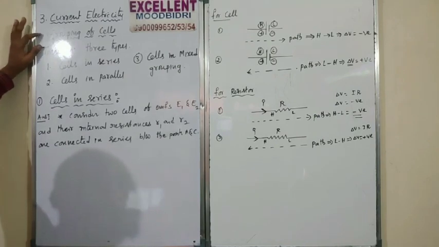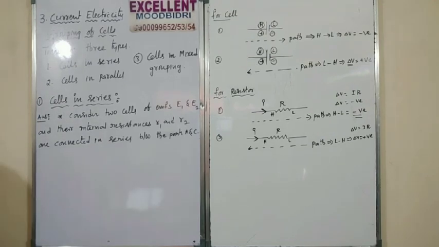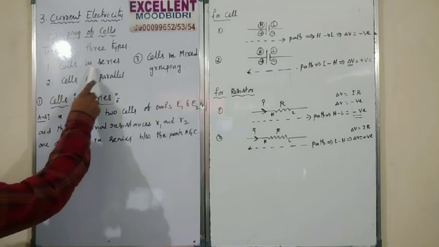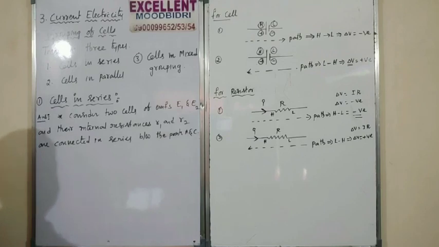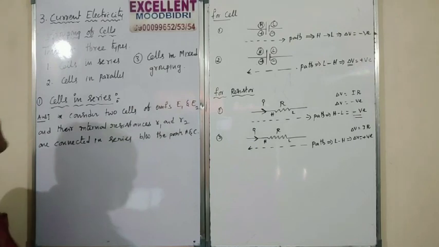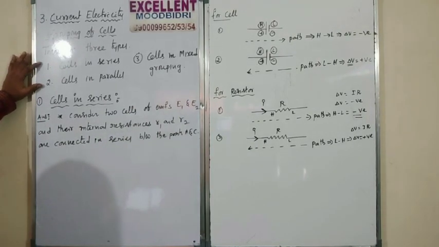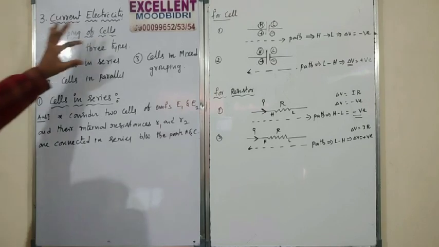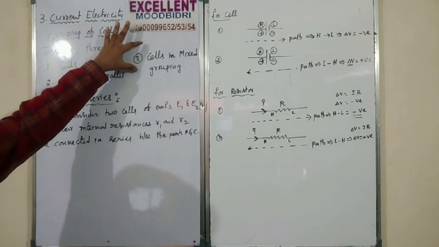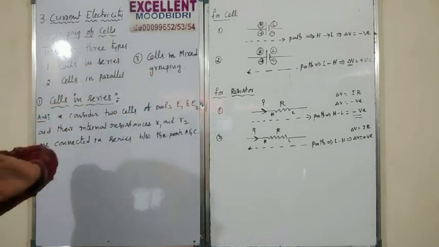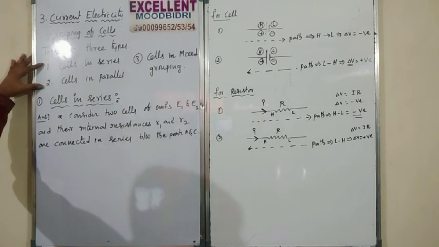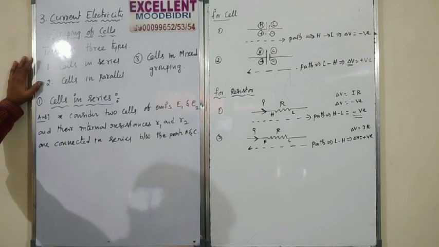What is grouping of cells? There are three types. One is cells in series combination, second is cells in parallel combination, and third is cells in mixed grouping. The mixed grouping question is a little bit competitive, but the other two questions are very important for PU purpose and for problems also.